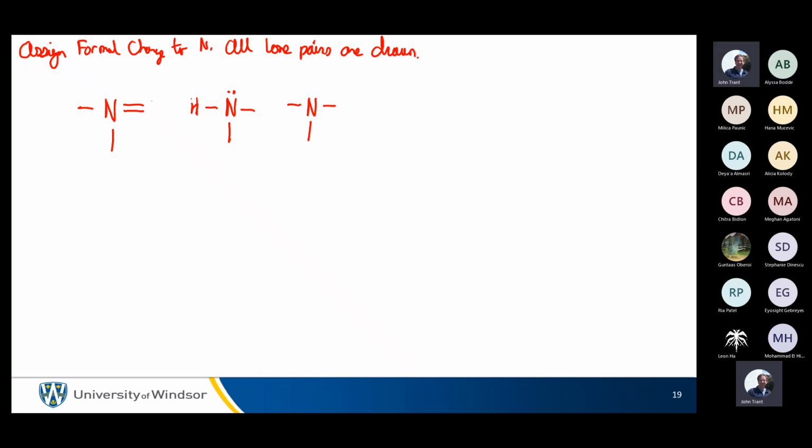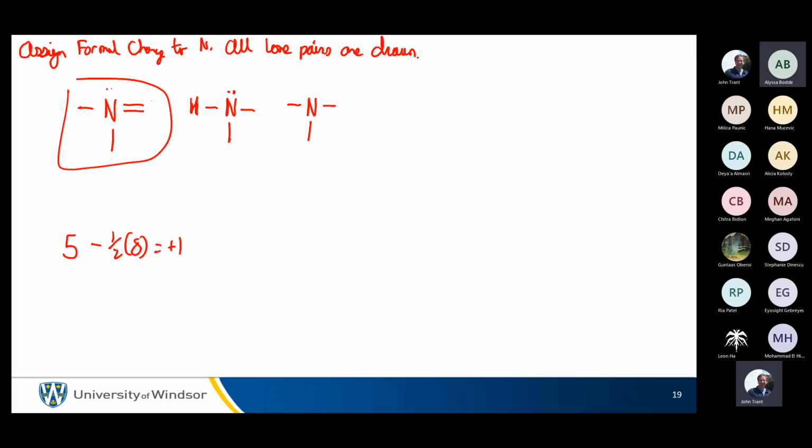Okay. So if we look at number 1, it'd be positive 1. Sorry? Positive 1. Yeah. 5 minus 1/2 of 8. Perfect. And then just change the color of my answers.